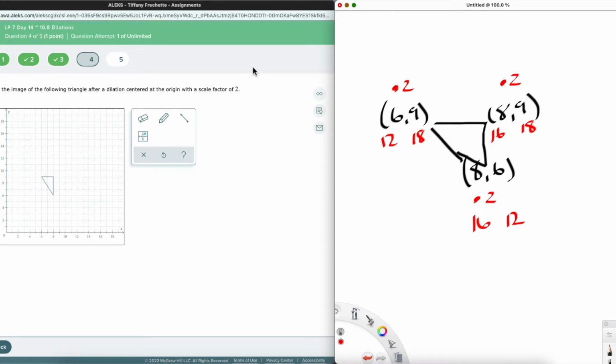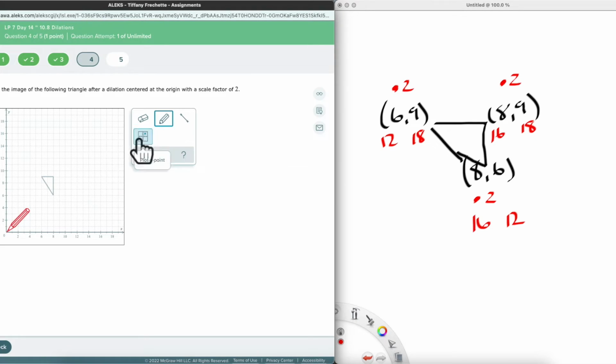I'm going to go ahead and graph those. And you can use the coordinate graphing tool if you want, the plot a point. But this one's pretty easy to go. 12 and 18, 16 and 18, and 16 and 12. Uh-oh, went wrong there. I don't know why I did that backwards. There we go.